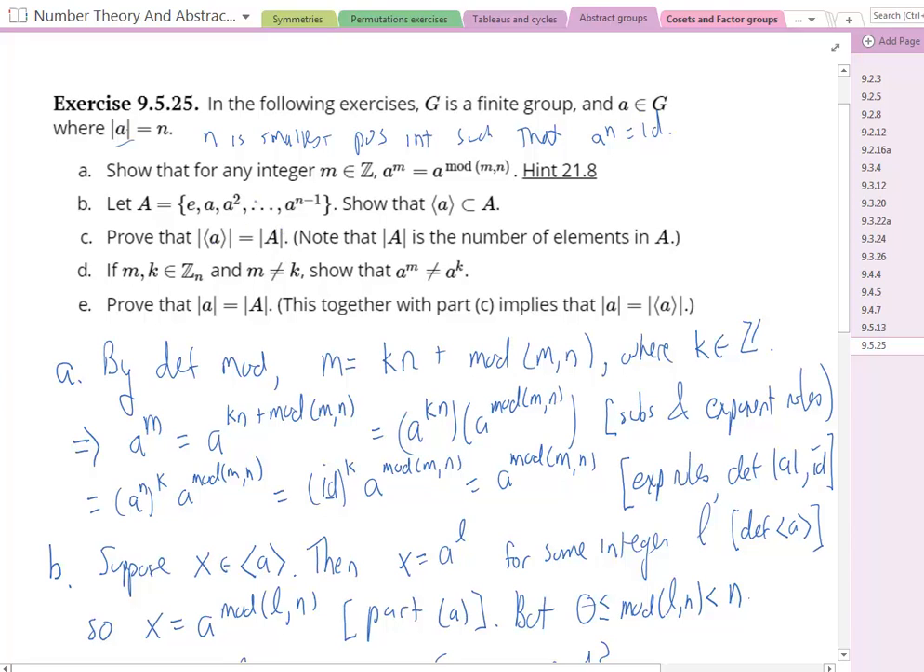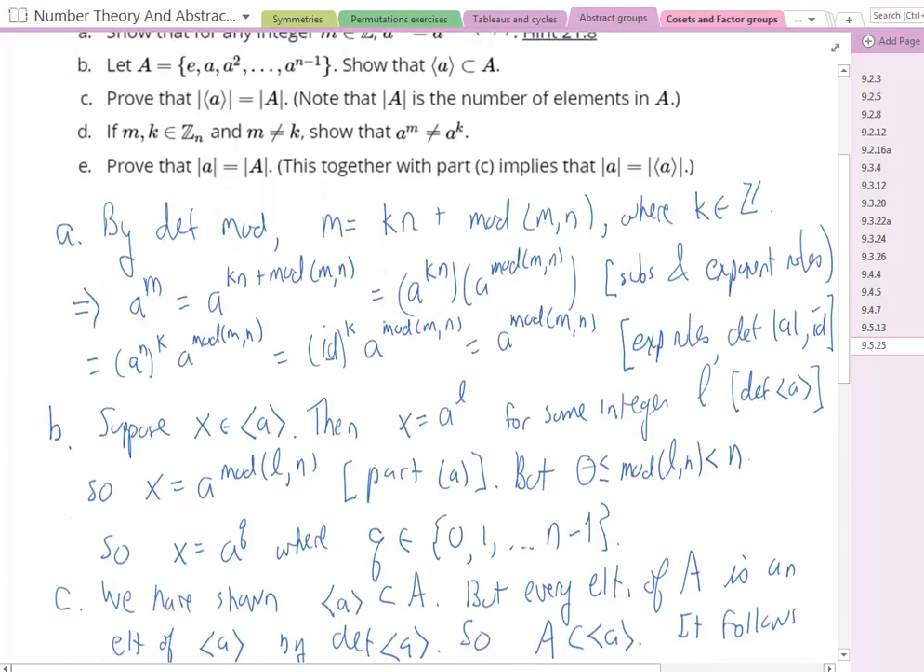Now, part B showed me that the cyclic group generated by little a is contained in big A. So all I need to do is show that big A is contained in the cyclic group generated by little a. And that's what I'm going to do here.